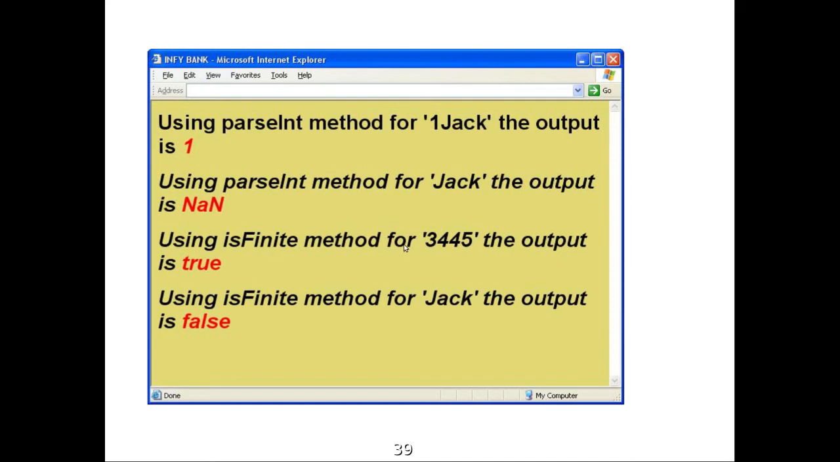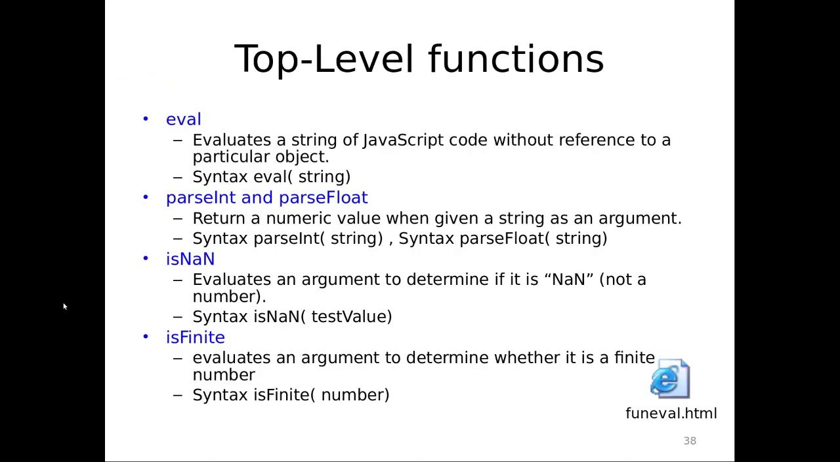Using the isFinite method for 3445. 3445, is it finite? Yes, it is finite. So we get the output as finite, which is true. Using isFinite for jack, is jack a number? No, it is not a number. It is not finite. So the output is false. Now you go and see this again. You will get a clear understanding.